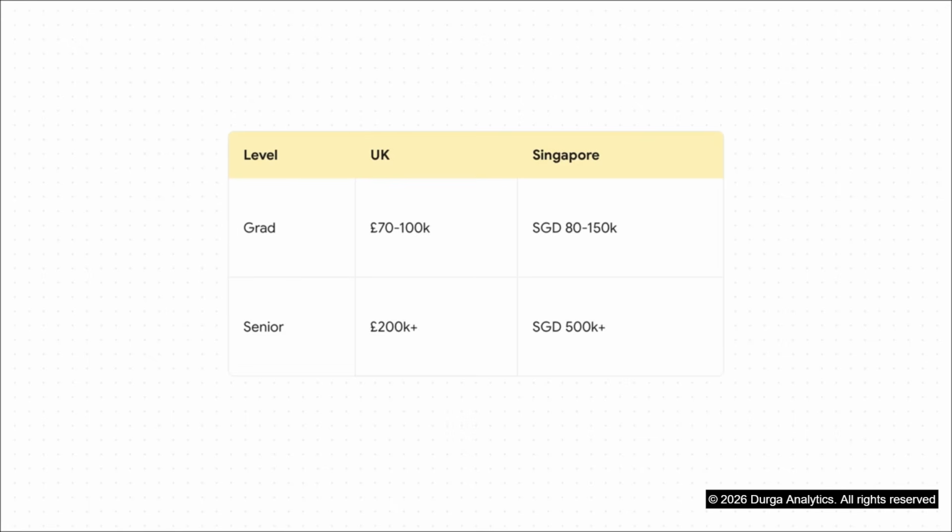Now, the upside. Mastering this domain is incredibly lucrative. A graduate quant in the UK can command anywhere from 70 to 100K right out of the gate, scaling up to 200K plus for senior roles. In places like Singapore, seniors at global funds can easily see compensation upwards of 500,000 SGD. The market pays a massive premium for the rare intersection of fluent Python skills, solid probability intuition, and deep, specialized knowledge of energy market nuances.